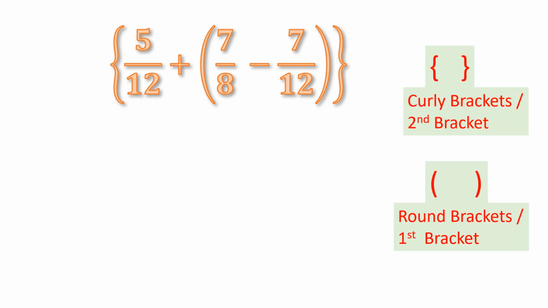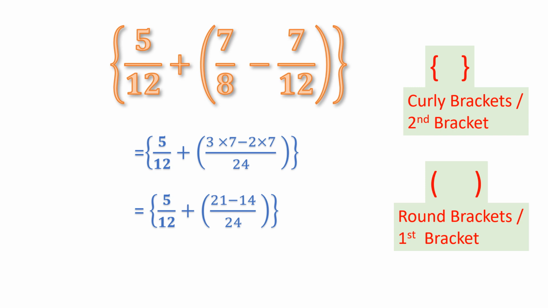In the next step, we have the curly brackets and round brackets both. So we have this expression now. Let us do the multiplication inside the first bracket. So when we have a multiplication sign and a subtraction sign, following the rule of BODMAS, we have to do the multiplication first. Now 3 multiplied by 7 gives us 21, and 2 times 7 we get 14. Now finally we are going to do the subtraction. So we get 21 minus 14, that is 7.